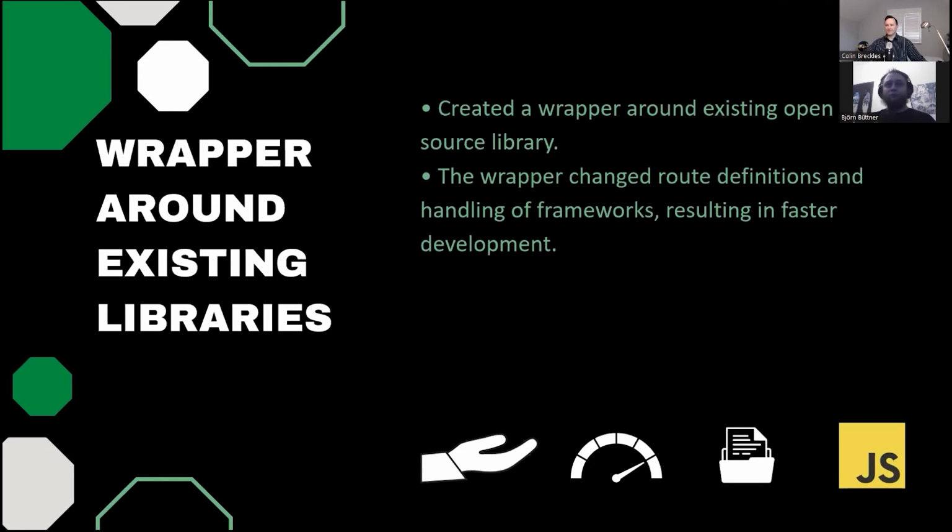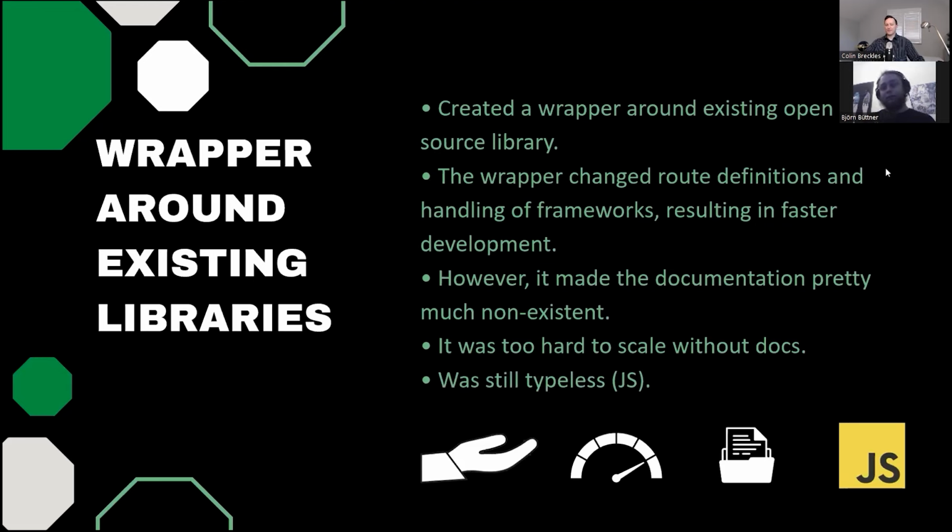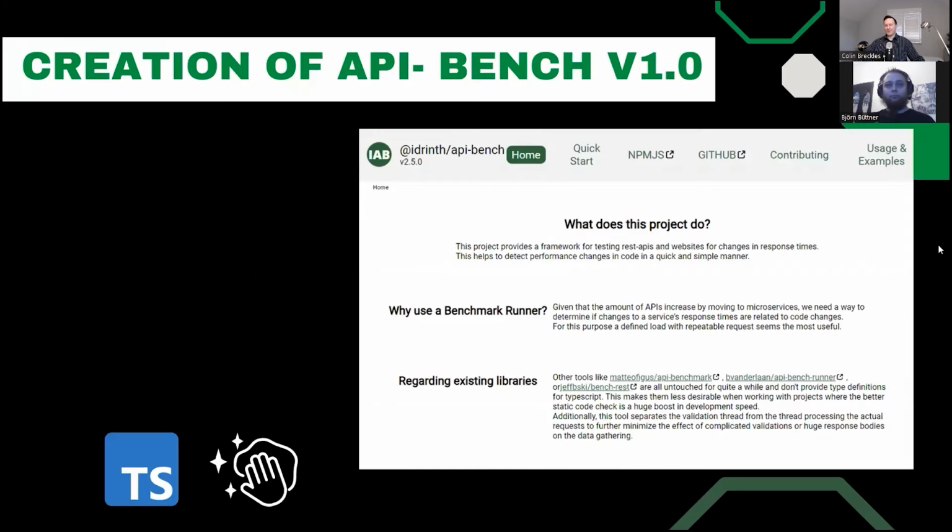The wrapper grew. It changed route definitions. It handled framework, resulted in fast development, but it had a huge drawback, and that is the documentation that was already not up to the standards I would have liked it to be was non-existent for this new kind of framework for testing. So scaling went bad, even worse than it was before in a way. And well, as a small side effect, I was basing it on JavaScript, so it was typeless, which made it hard to introduce new people to it because there was less support from any kind of tooling. So that spawned the creation of API Bench itself.